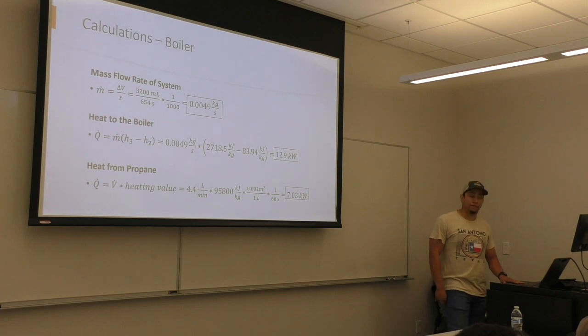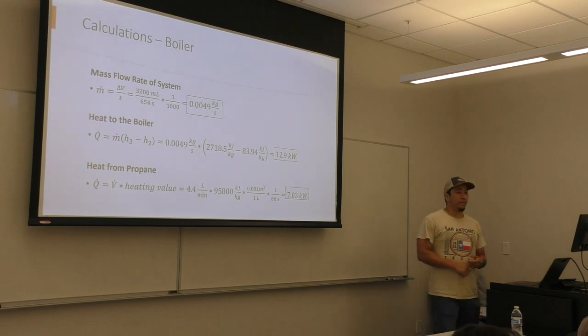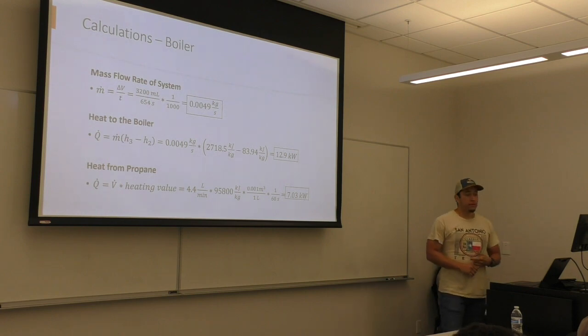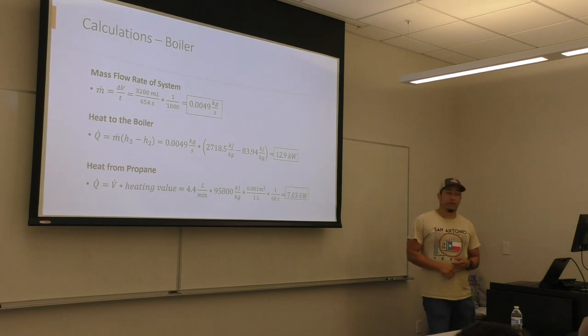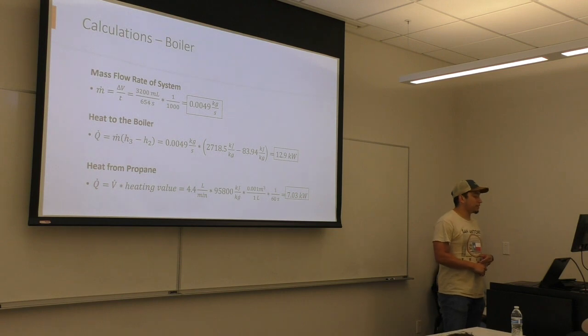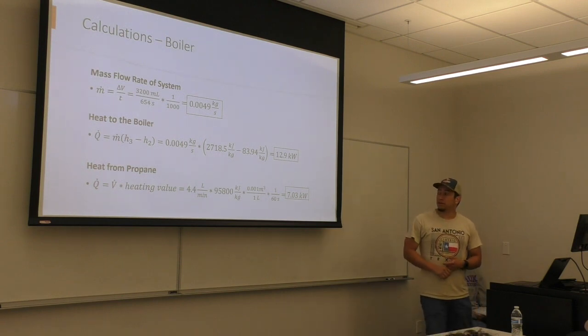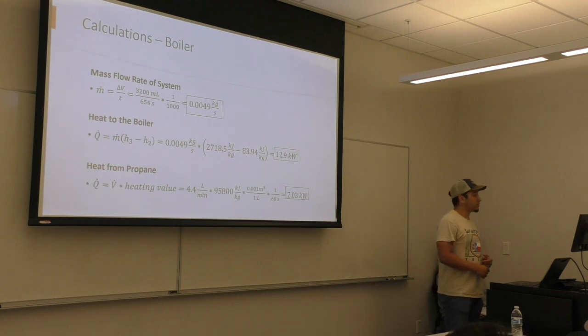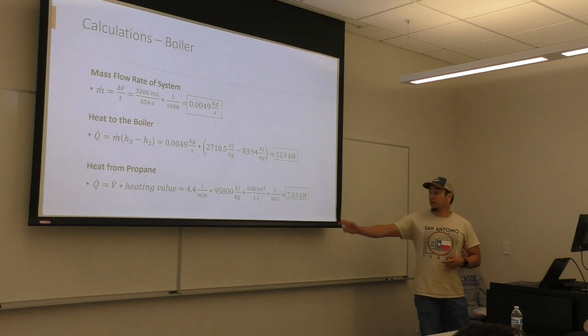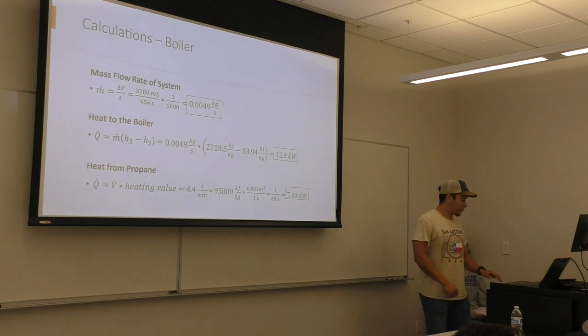Moving forward, for the boiler, I went ahead and calculated the mass flow rate of the system first, which was found to be 0.0049 kilograms per second. I then used it to find the rate of heat added to the boiler, which was found to be 12.9 kilowatts, and then the rate of heat from the propane to the boiler was 7.03 kilowatts.